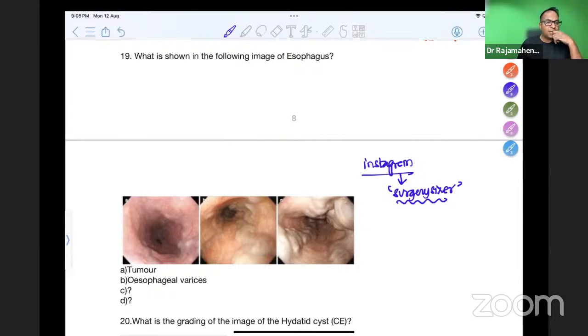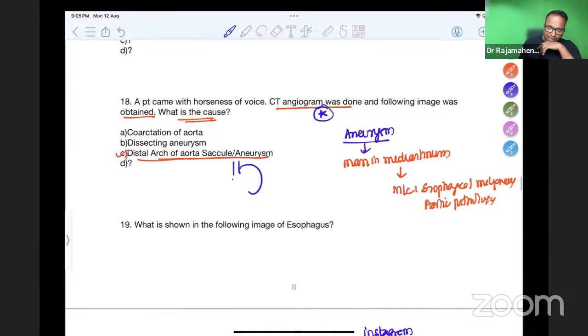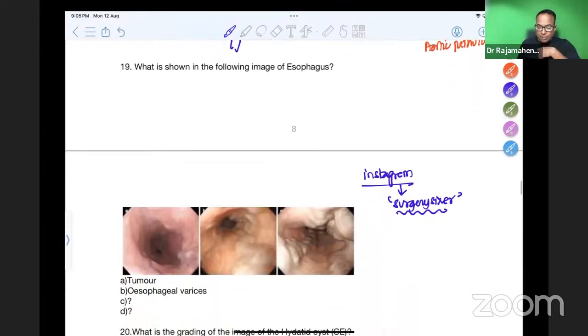So thank you, Dr. Santosh. I think it is a saccular aneurysm only will be the correct answer, because as it is bulging, it can compress the nerve and cause damage to the nerve. So saccular aneurysm will be a better answer.